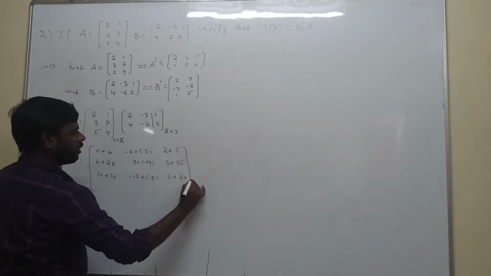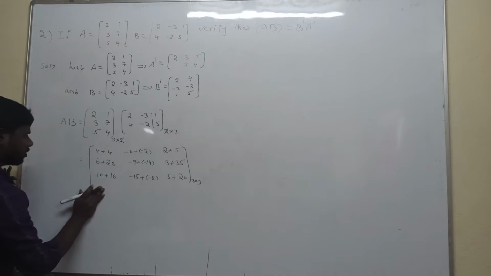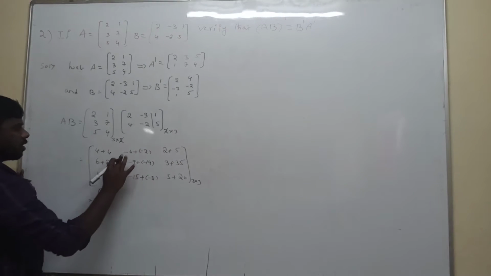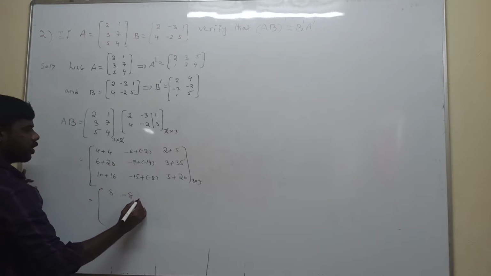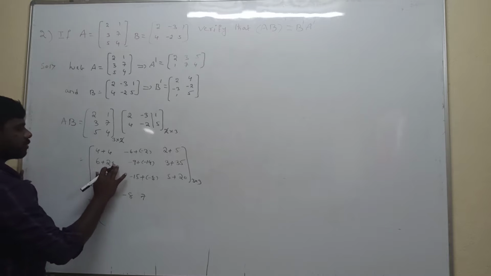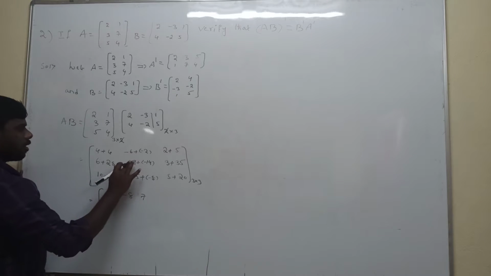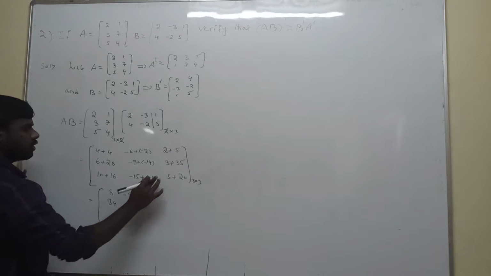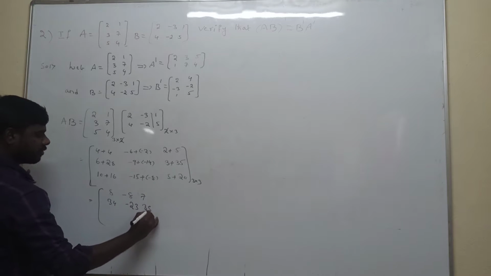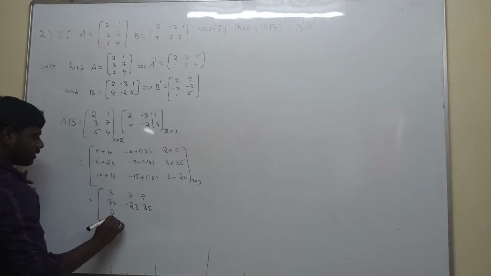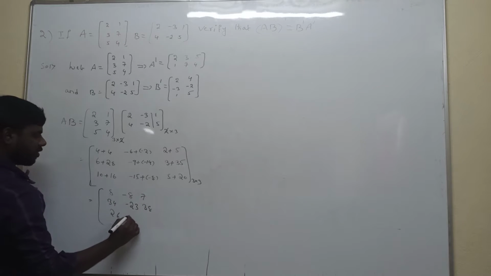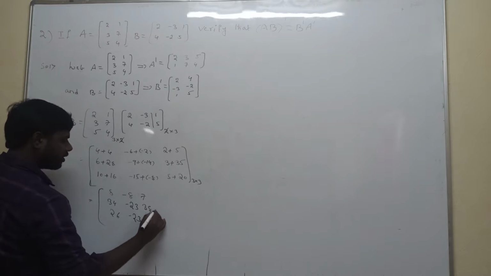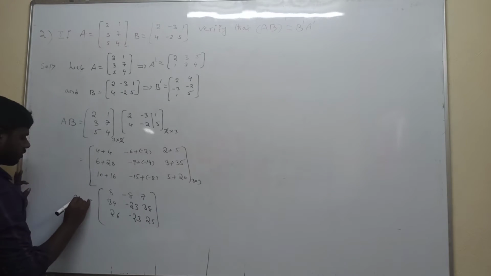After that, simplify the given matrix. 4 plus 4 is 8. Minus 6 minus 2 is minus 8. 2 plus 5 is 7. 6 plus 28 is 34. Minus 9 minus 14 is minus 23. 3 plus 35 is 38. 10 plus 16 is 26. Minus 15 minus 8 is minus 23. 5 plus 20 is 25. This is the AB matrix.